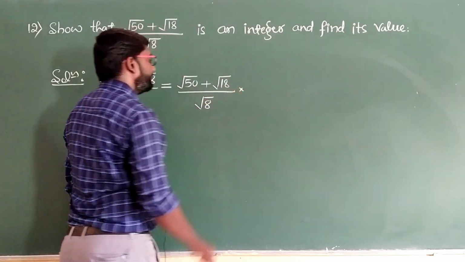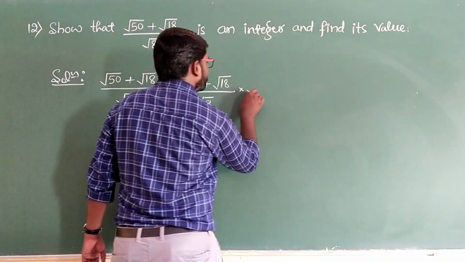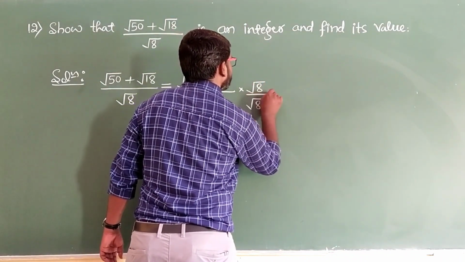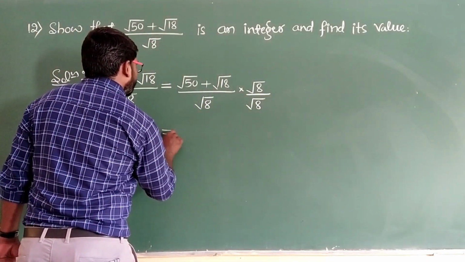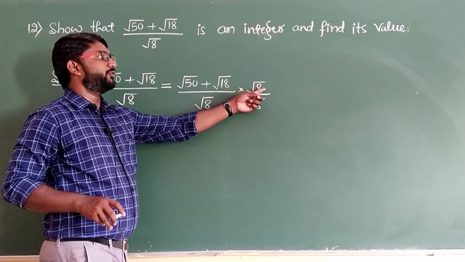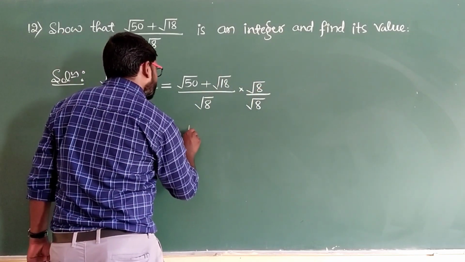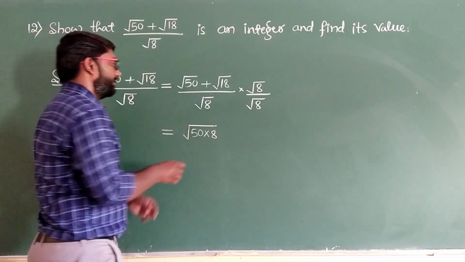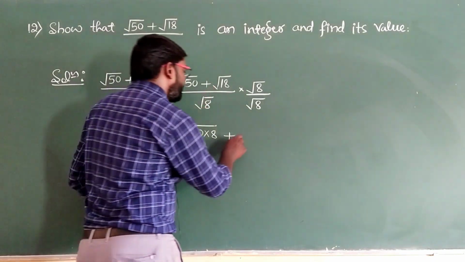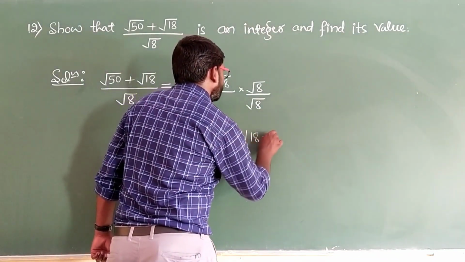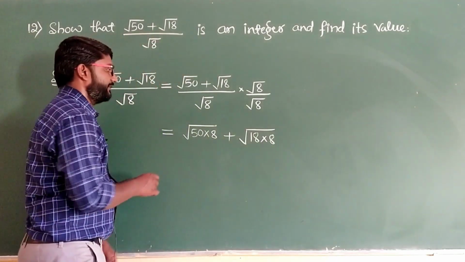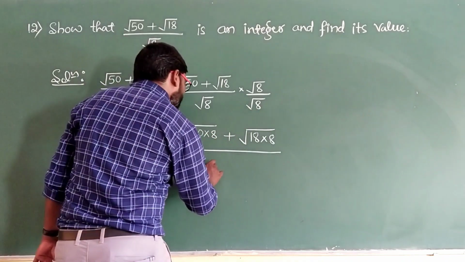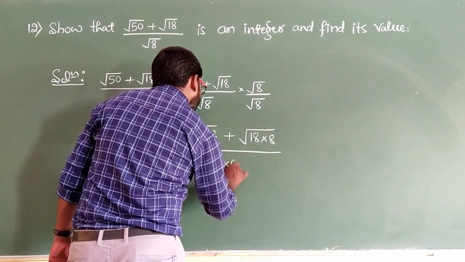So now multiply and divide by root 8, square root of 8 divided by square root of 8. So now let us multiply the numerators. Root 50 into root 8, it is root 50 into 8. Now plus square root of 18 into 8, whole divided by, so now root 8 into root 8 will be root 8 into 8.